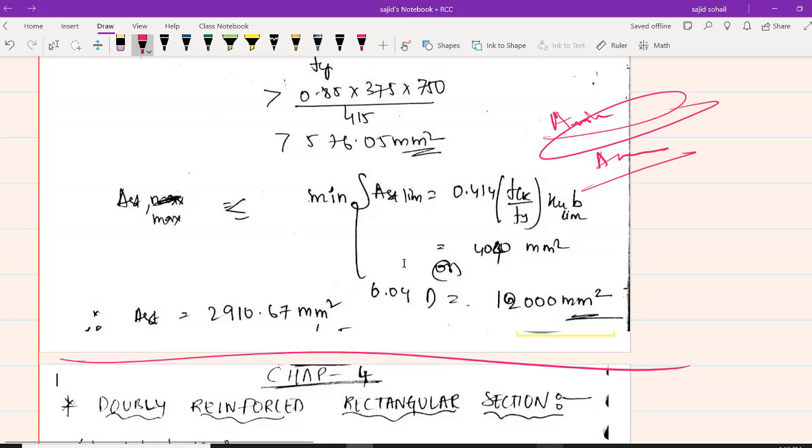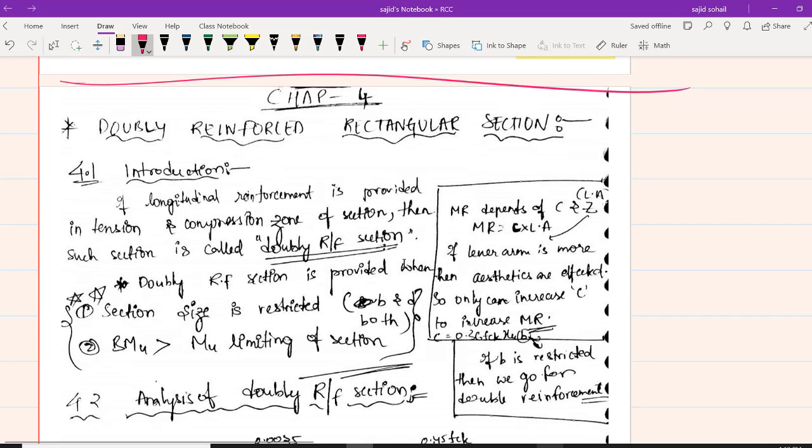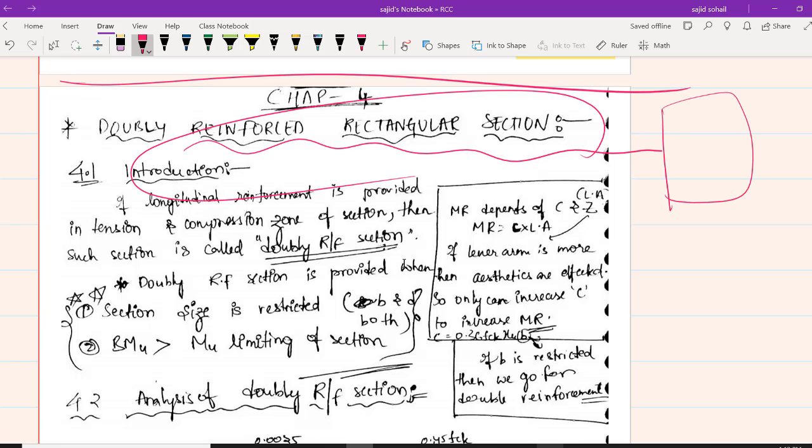3 chapters are done. Next chapter is going to be very simple, which is doubly reinforced rectangular section. Here we are also getting some steel in the compression zone. Why and how, we will study in the next module.